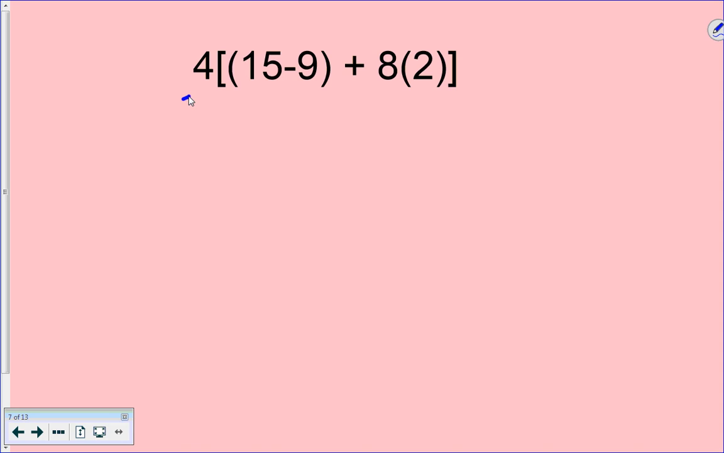So, what am I going to do first inside these brackets? Lauren? Nope. Well, you could do that first, but what are you supposed to do first? 8 times 2, because that's multiplication inside those brackets. Okay, so, all right, let's do that. 16. Remember, these brackets are staying. And then 15 minus 9, which would be technically your second thing, which should be 6. My brackets are staying. Notice they don't move, and 4 is still on the outside.